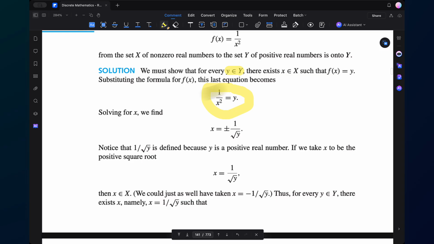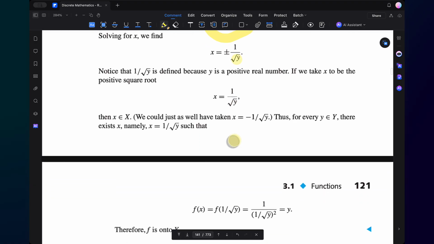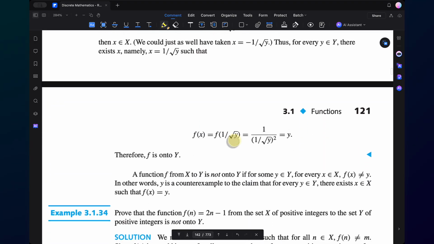If we write down this equation, let y be some random number. If you solve for x, you see x is equal to plus or minus 1 divided by the square root of y. And the square root of y exists because we're assuming that y is a positive number. So this function is actually 2 to 1. In other words, you could take x equals 1 over the square root of y, or x equals minus 1 over the square root of y, and both will give you the number y back.